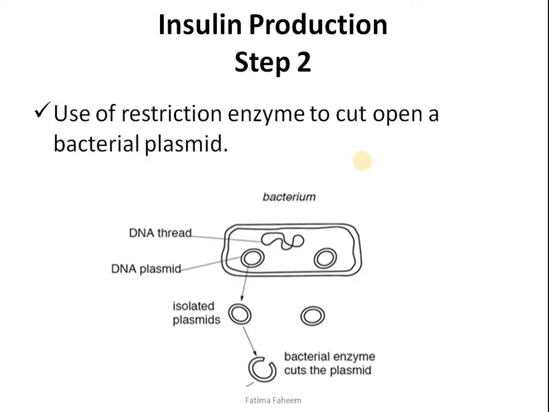Step 2 involves the use of the restriction enzyme again, but this time it is used to cut open the bacterial plasmid. From your previous knowledge, I hope you know that a bacterial cell contains additional rings of DNA, which are known as plasmids. As you can see in the diagram, the plasmid is being cut open, and this is again done by the restriction enzyme.